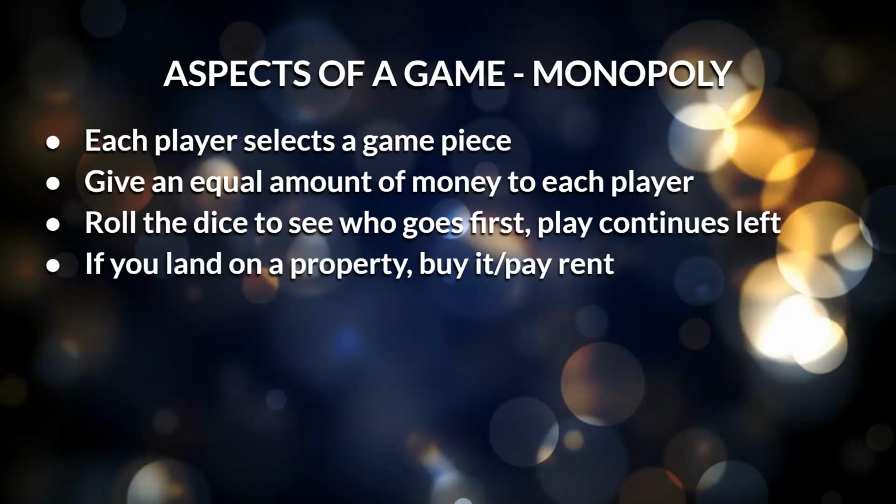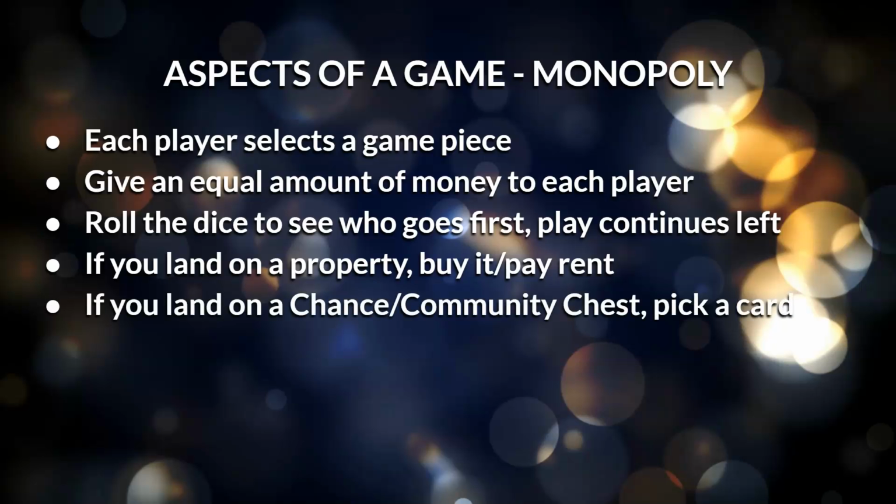Then we start talking about the flow of the game, like what happens once you start. You have a few things that you run into. So if you land on a property, you have to buy it or pay rent. If you land on Chance or Community Chest, you have to pick up a card and then do what the card says. Advantages and disadvantages. And in this case, money is points.